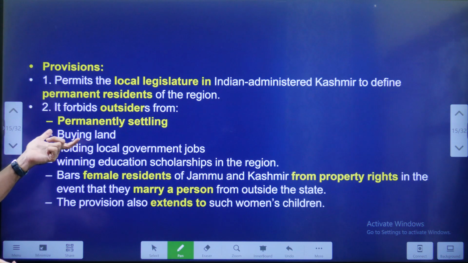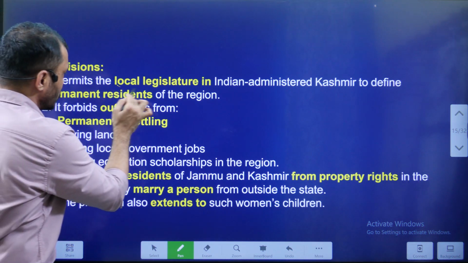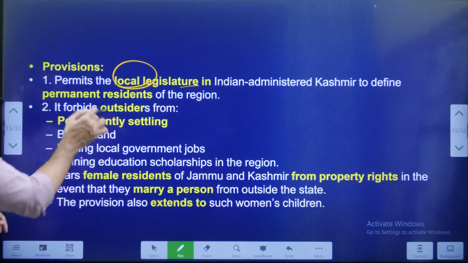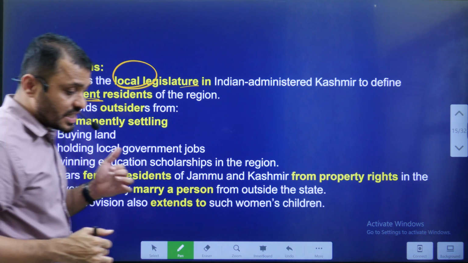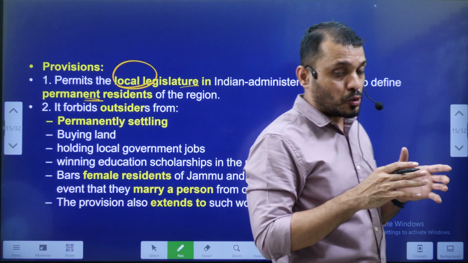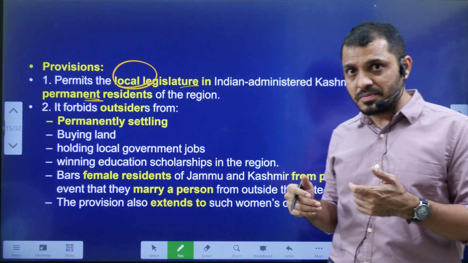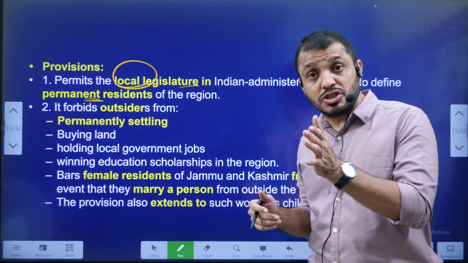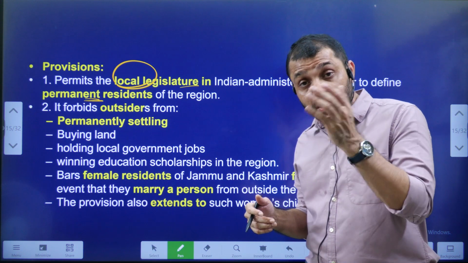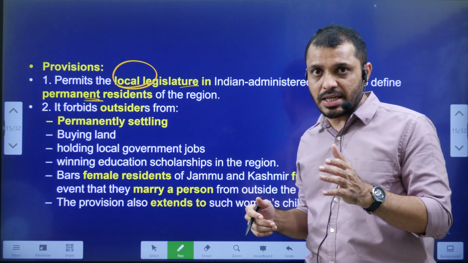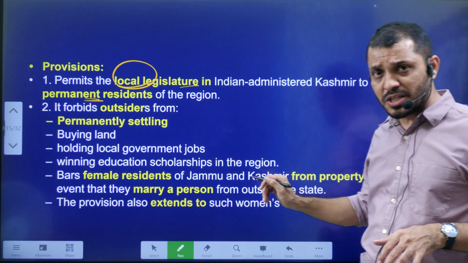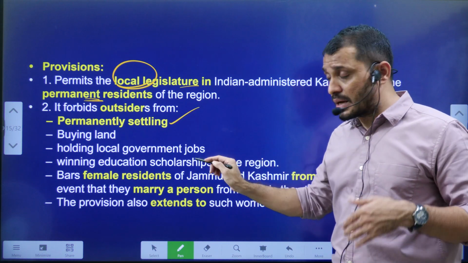Then these are the special provisions under Article 35A. What are these special provisions? The state can have its own laws and citizenship also. The state can give permanent citizenship only to the people who are living there. They may not give citizenship to outsiders. They may not even give citizenship to the people who took refuge from Pakistan in JNK during the partition. They also did not get citizenship. These kinds of special rights were there. Outsiders cannot permanently settle.